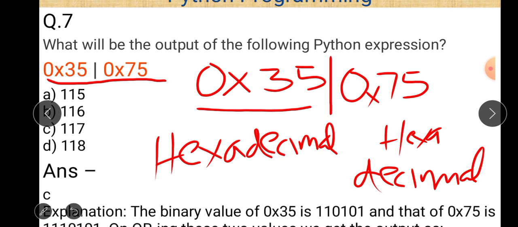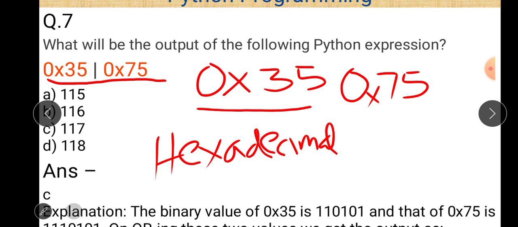First of all, you have to convert these two numbers, 35 and 75, into binary form. After that, apply the OR operator. And what is the definition of the OR operator? The bitwise OR operator says that when at least one bit is 1, then the output should be 1. Otherwise, the output will be 0. So let us do this question step by step. First of all, we have to convert 35 and 75 into binary form.